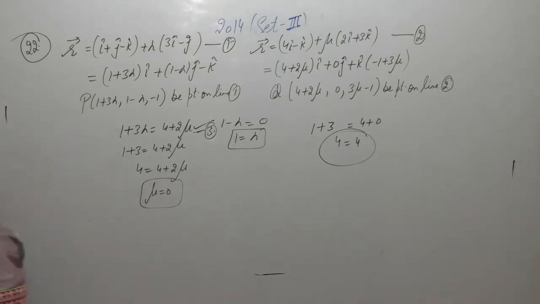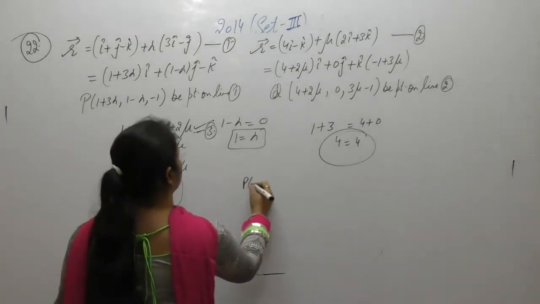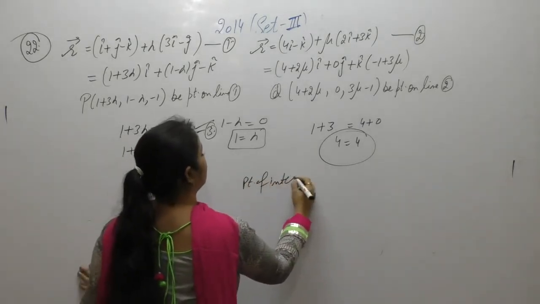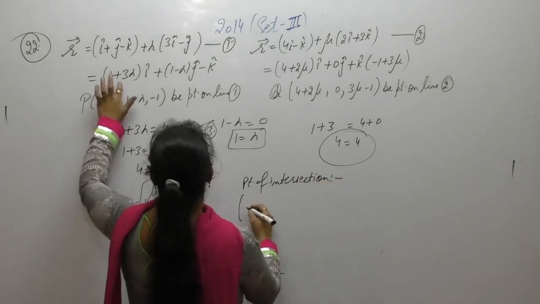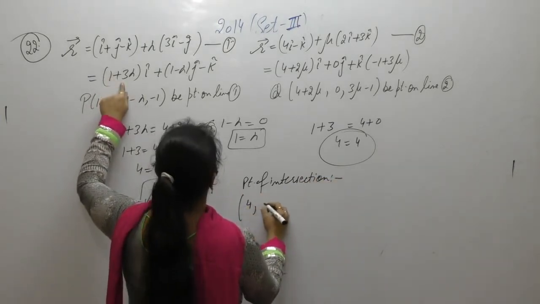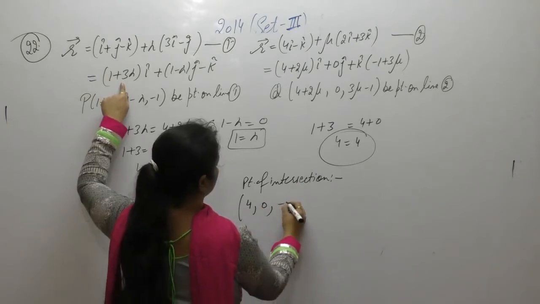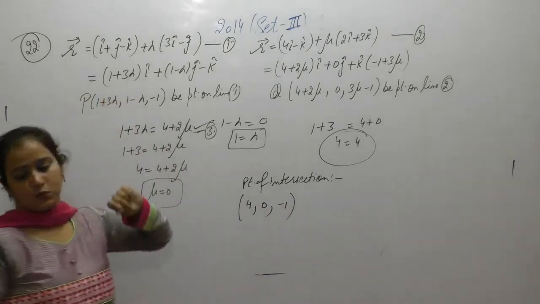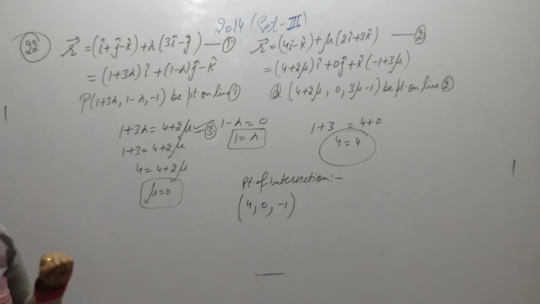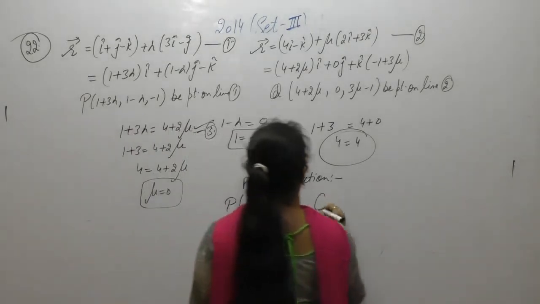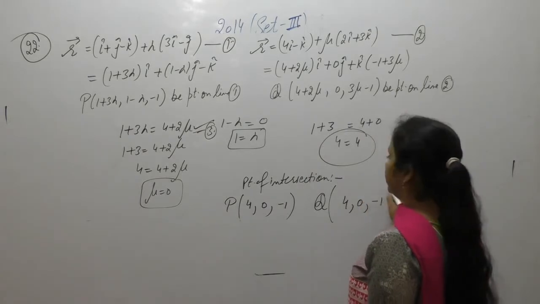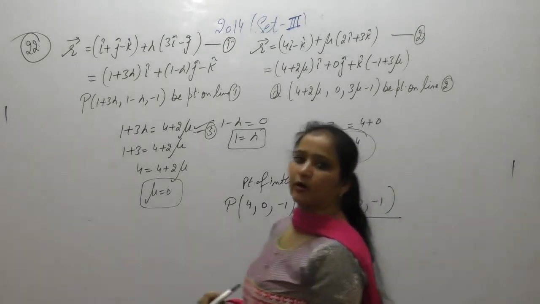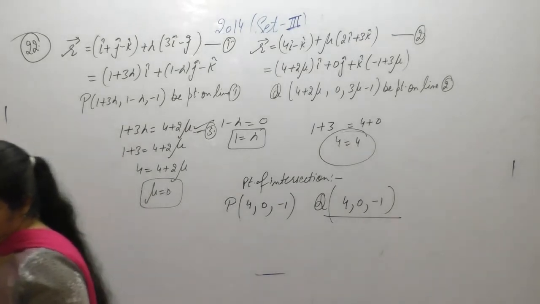Now we want to find the point of intersection. So the point of intersection is: put the value of lambda here, 1, 1 minus 1, and this is minus 1. So 4, 0, minus 1. If we put in Q, we will also get the same point, mu is 0. So this is the point of intersection of these two lines.